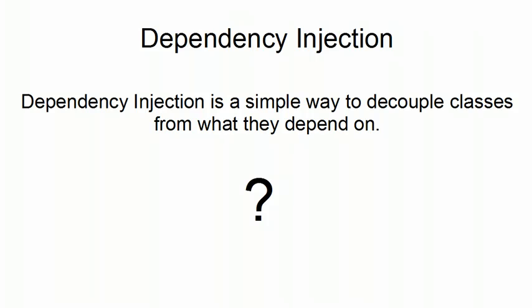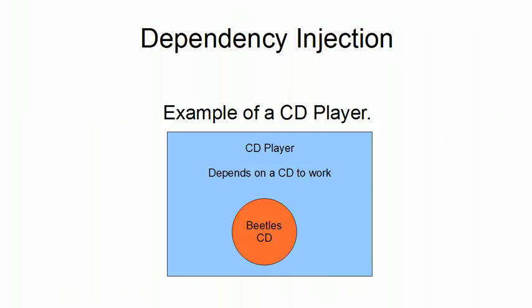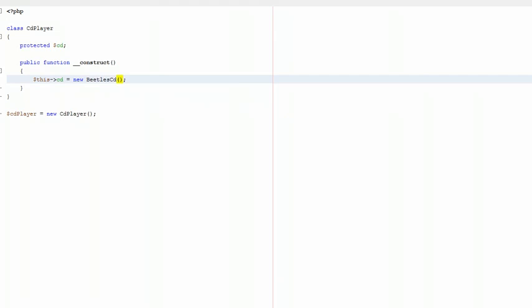Simply put, dependency injection is a way to decouple classes from what they depend on. It's a way of managing dependencies and reducing coupling between classes. So in our example, we're going to look at a CD player class, and obviously the job of a CD player is to play CDs. So let's have a look at what this might look like in the code.